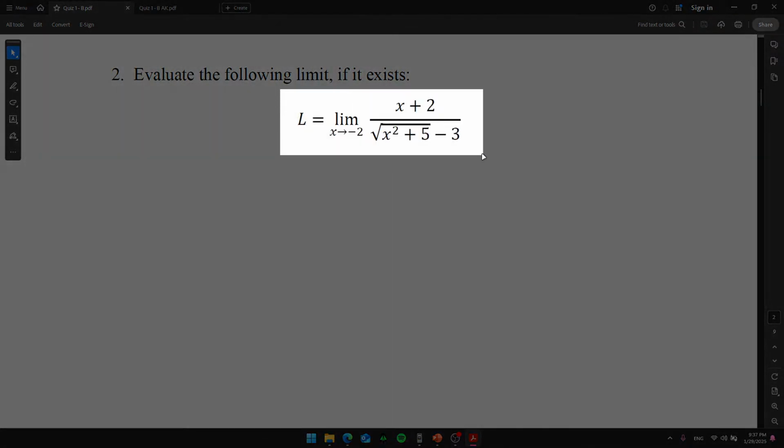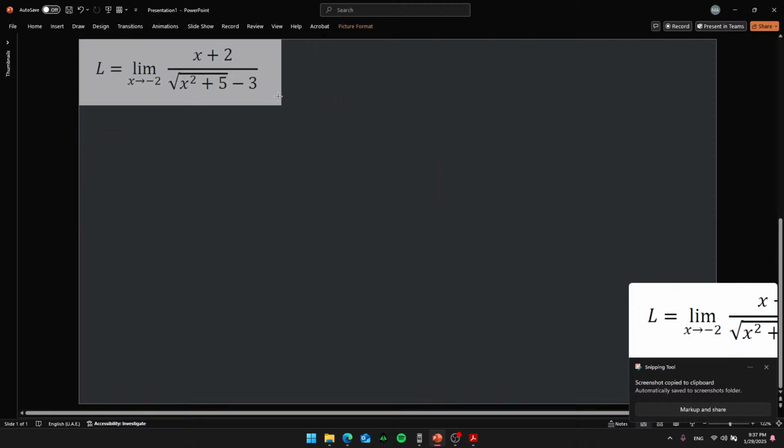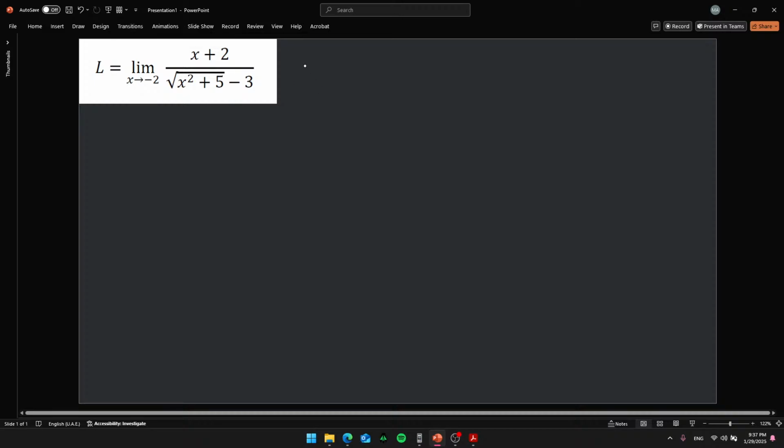Conjugate. If you go ahead and plug in negative 2, you get 0 over 0. So why not try to multiply by the conjugate and see what you will get? Multiply by the conjugate, square root of x squared plus 5 plus 3. For the denominator, it will be simplified to a squared minus b squared. Where is a and where is b? This is a, this is b.